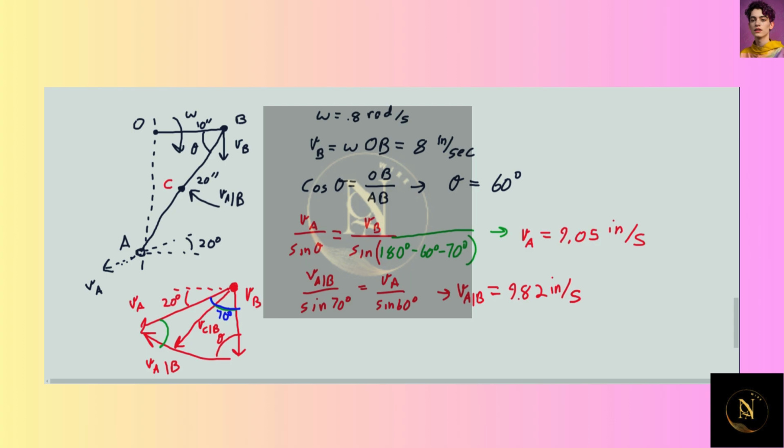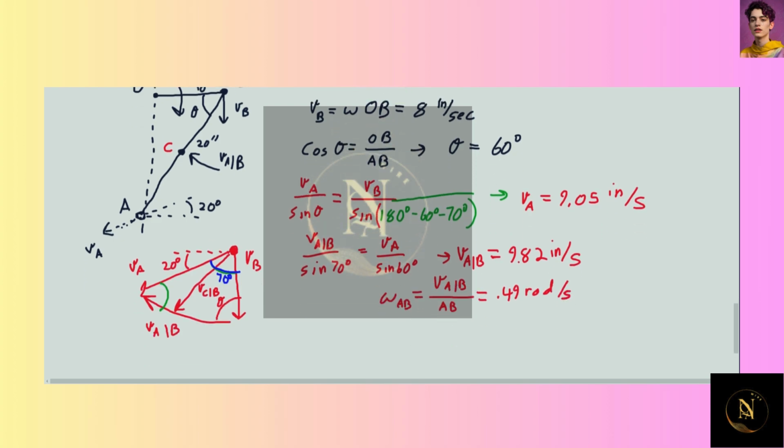We can then use that to find omega. So omega for the bar AB would equal the velocity of A with respect to B divided by the length AB. Since we know both those, the length of that bar was 20 inches, we get about 0.49 radians per second. So I'm going to scroll down a little bit here and change colors.